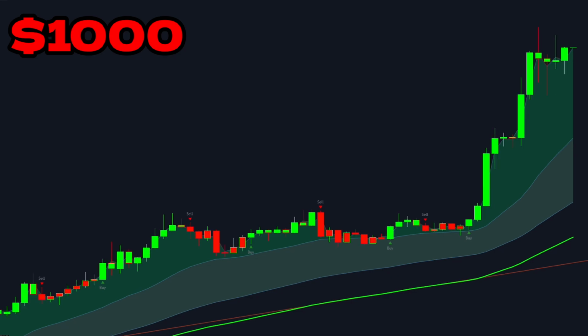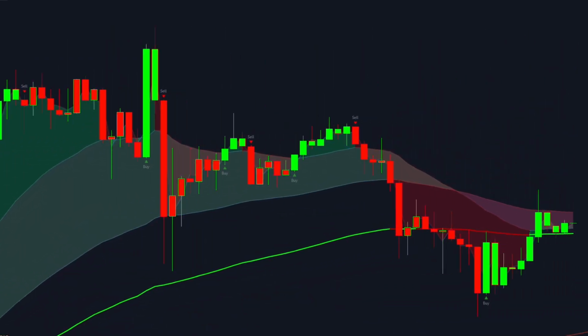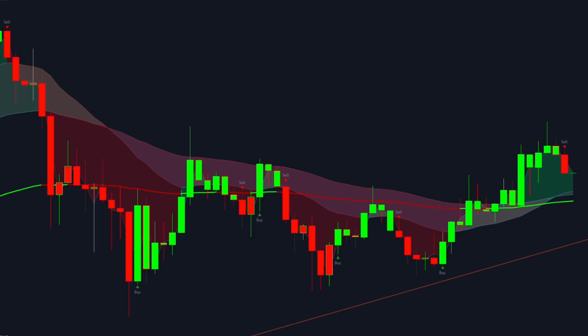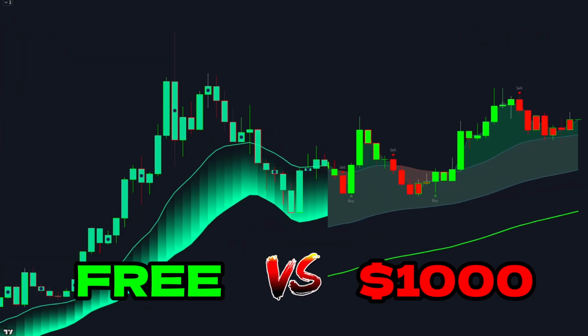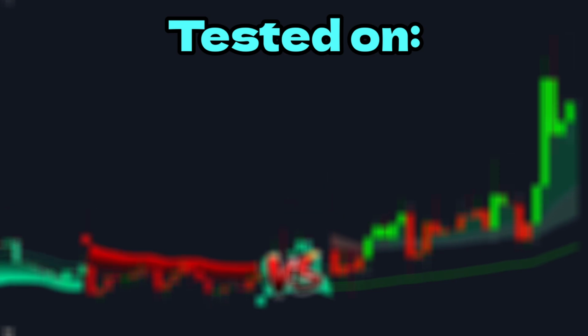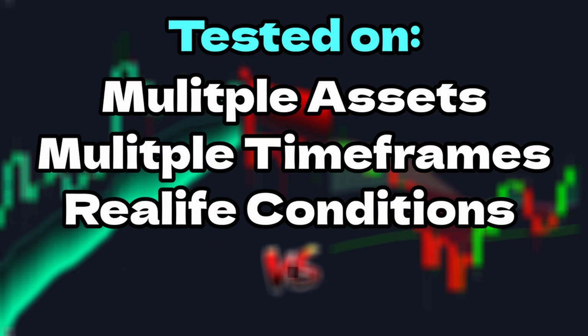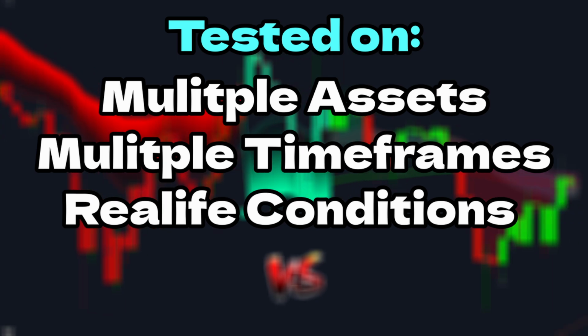The price? At $1,000, this is a serious investment. The big question is, does it justify the cost? Alright, it's time for the moment of truth. Does a $1,000 indicator actually beat a free one? We've tested both on multiple assets, different time frames, and real market conditions. And what we found might shock you.